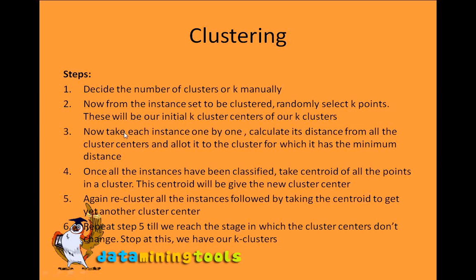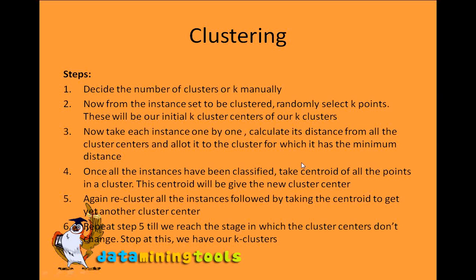centers. Now take each instance in the set which we need to cluster one by one. Take each instance and calculate its distance from all the cluster centers one by one, and allot it to the cluster for which it has the minimum distance. Once all the instances have been classified, take centroid. So basically all the instances have been clustered into different clusters.